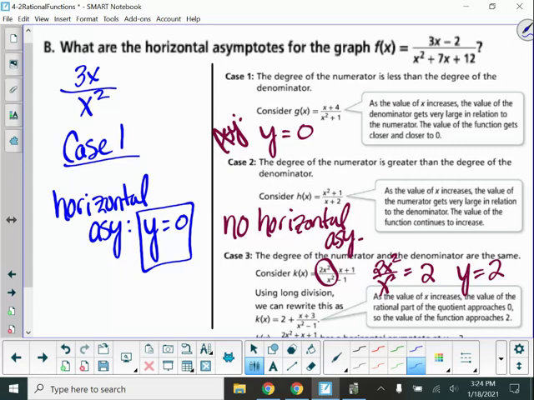This case 1, 2, and 3, it is in your textbook. It might be a good idea to go back and copy these down with some shorthand so you can reference that later, because this is something you will be expected to know on a test or quiz.